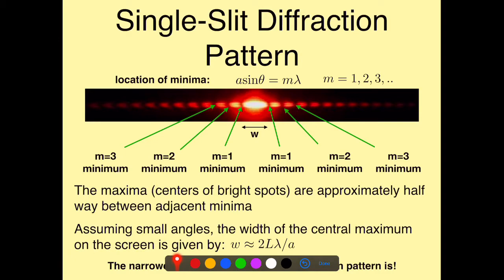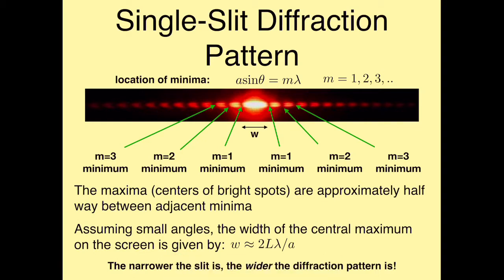So here's what I mean by that. If this is the m equals 1 minimum, and this is the m equals 2 minimum, the center of this bright spot in the middle of those two minima is approximately at the halfway point between them. Okay, so the center of that bright spot is about halfway between the adjacent minima. So one thing we might want to know about this diffraction pattern is how wide is that central bright spot? And so let's call that W, the width of the central bright spot on the screen.